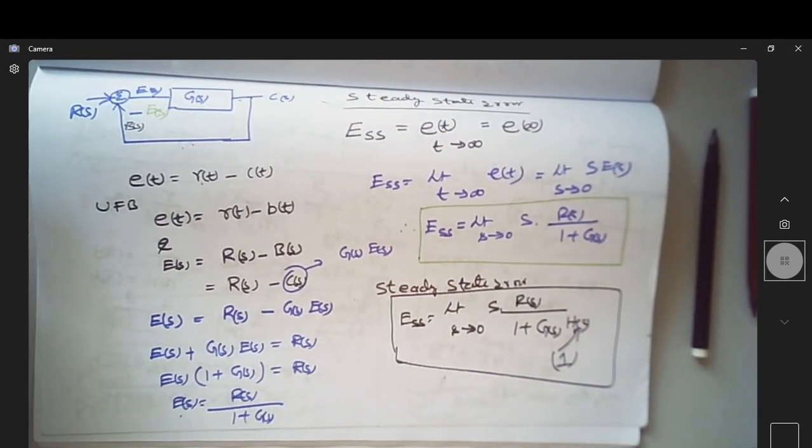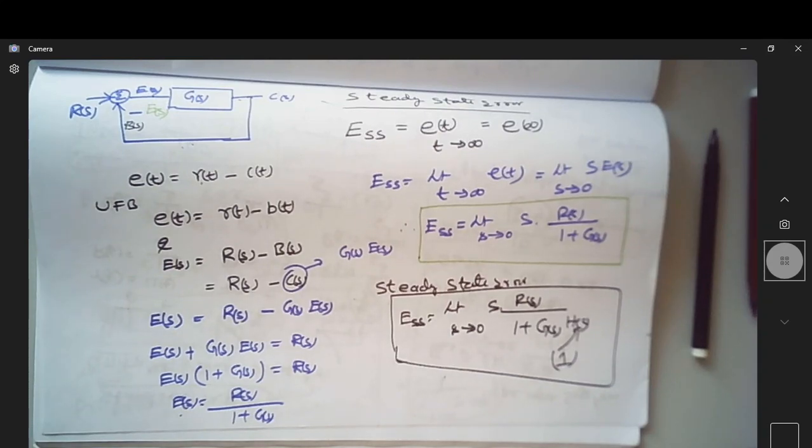So we will see in the next video few more problems on this, and then we will also see what is ESS if the system is a non-unity feedback system. The system is having some non-unity feedback.